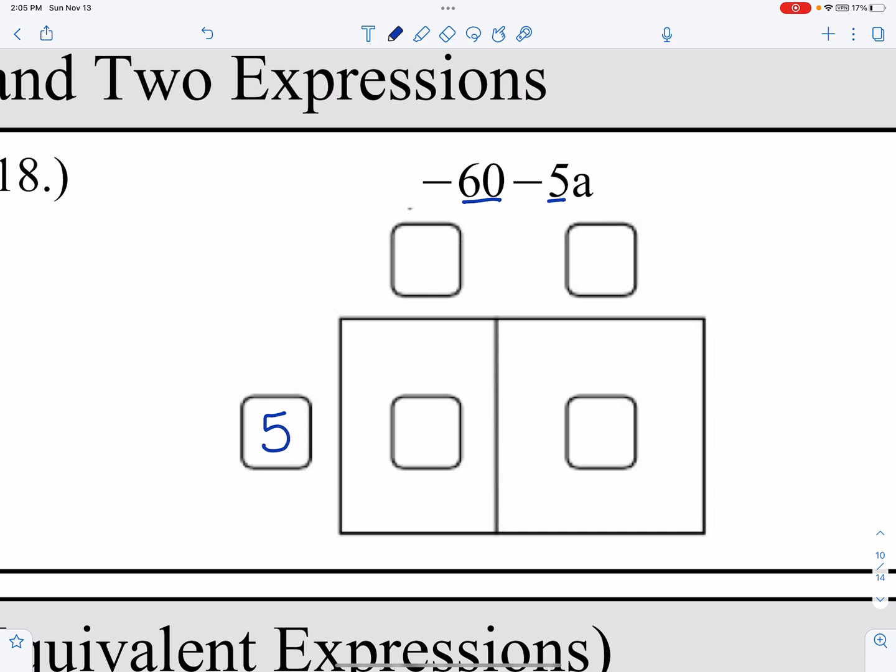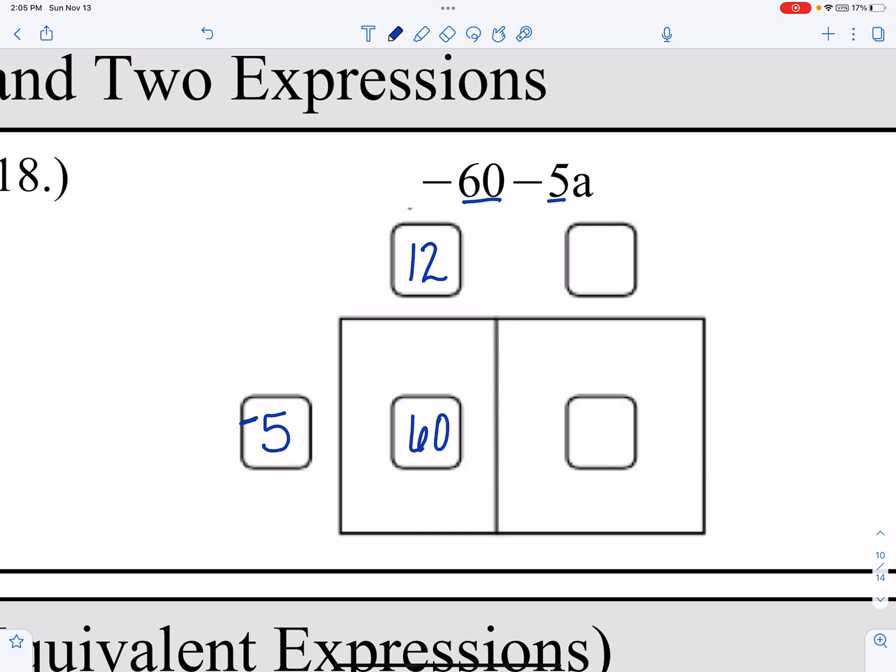Okay, so I'm going to factor out the 5. So I'm dividing 5 from both numbers. And so for number 18, we have 5 times 12. Okay, but here's the thing we have to think about here. 5 times 12 equals 60. It doesn't equal negative 60. So for this one, I'm actually going to factor out a negative 5. So that's what's a little bit tricky with this one. Okay, so negative 5 times 12 ends up being the negative 60.